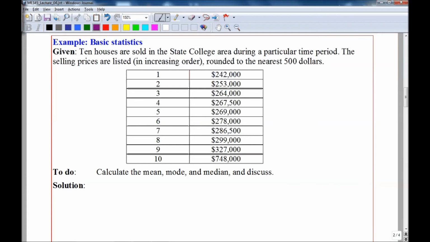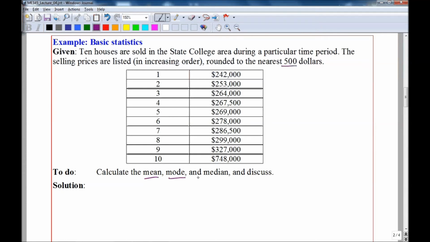Let's do another example with basic statistics. Here are 10 houses that were sold, the prices of 10 houses, rounded to the nearest $500. So, by the way, we would call this 3.5 significant digits. It's somewhere between 3 and 4 significant digits, so we'll call it 3.5. And we'll give all our numbers, our final answers, to the nearest $500 as well to be consistent.